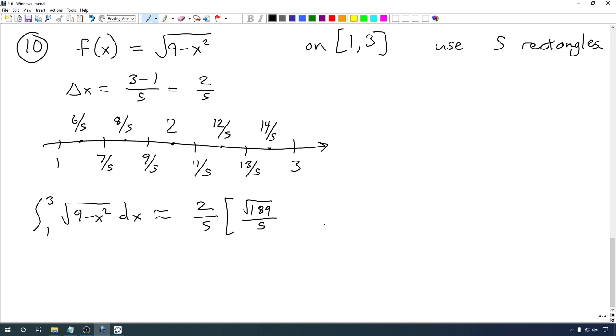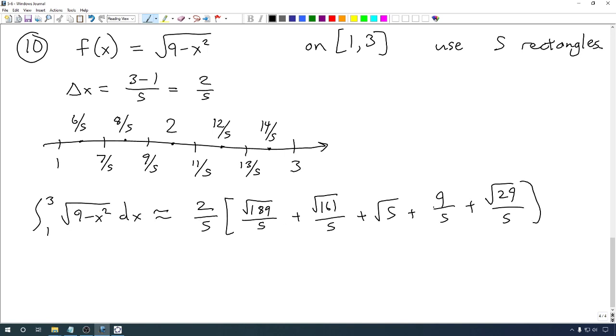F at 8/5 is actually the square root of 161 over 5. 2 is a lot easier. We can do that one by hand, actually. We have 9 minus 4, so we end up with the square root of 5. The next one, 12 over 5, actually turns out pretty nice. This turns into just 9/5. So you would expect the 2 to be the nicest one, but actually 12 over 5 simplified nicely. And then finally, when we plug in 14/5, it turns into the square root of 29 over 5.